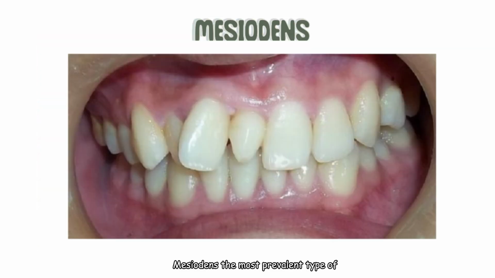Mesiodens, the most prevalent type of supernumerary tooth, which is an extra tooth beyond the normal number. Mesiodens typically develops in the midline between the two maxillary central incisors. It can lead to various oral issues, including malocclusion, misalignment of teeth, food impaction, aesthetic concerns, and even the formation of cysts.